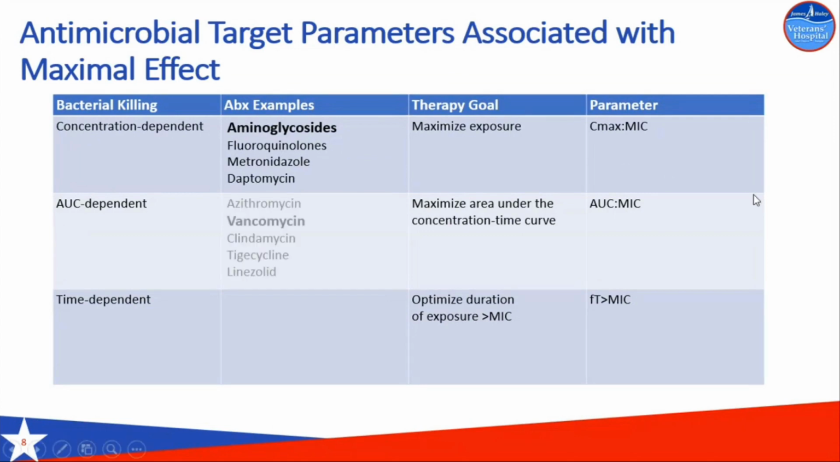That second category that you see is AUC dependent. So this is where vancomycin is going to come into play. And what we want to do with Vanco is maximize the area under the concentration time curve, which I showed you on that first slide. And then finally, some of our antibiotics are time dependent. So these tend to be the beta-lactams, where we generally want about 40 to 60% of the time above the organism's MIC. So we're optimizing that duration of exposure in relation to the organism's MIC. Right now, we don't have any therapeutic drug monitoring for these drugs, but that may change with Dr. Canella's upcoming research.